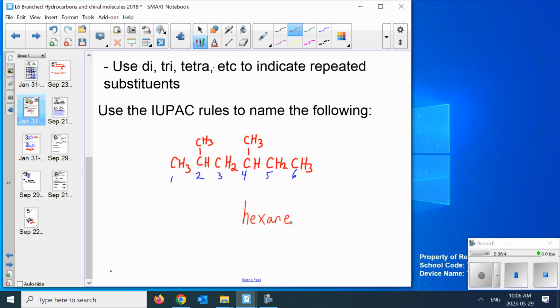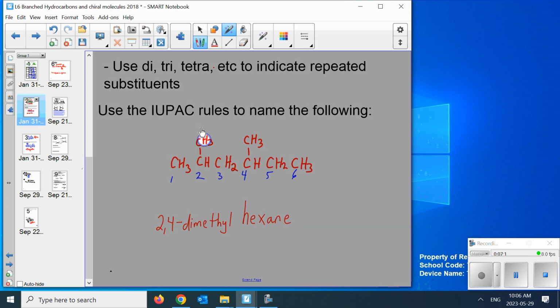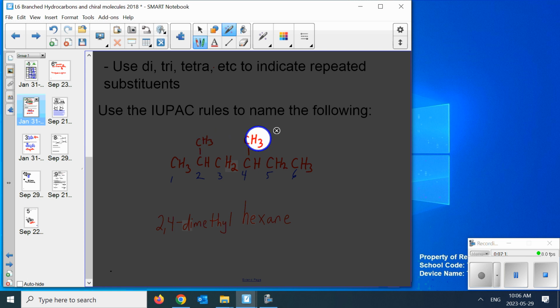Then I've got a 2 and 4 methyl group. That means I'm not going to say 2-methyl, 4-methyl. I'm going to say 2,4-dimethyl. The 2, 4 tells me where they're attached, and that there are two methyl groups: 2,4-dimethylhexane. So that's a methyl group, and that's a methyl group.